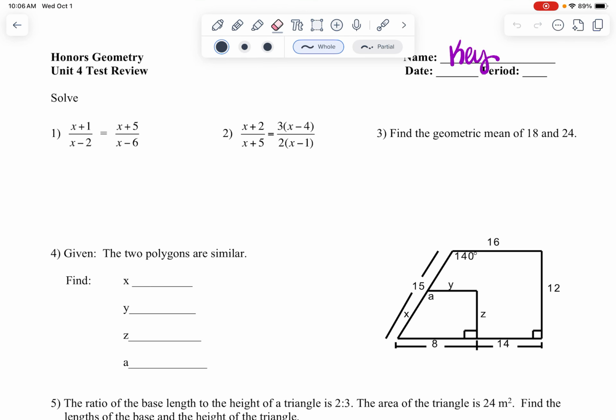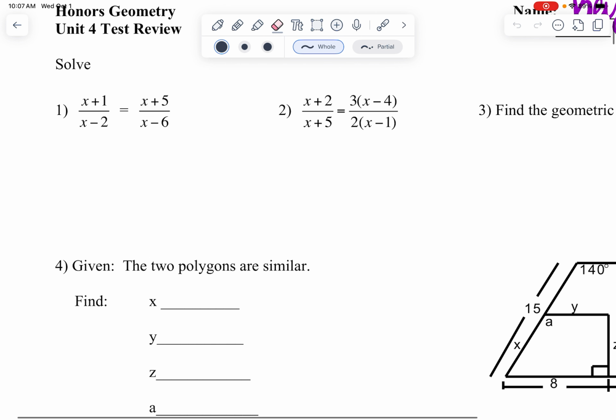All right, you guys, I'm just going to do a quick run through, working through all these problems on the review. Feel free to fast forward, rewind, pause, whatever you need to do to get to any of the problems that you don't quite understand. All right, so I'm going to try to move as quickly as I can here.